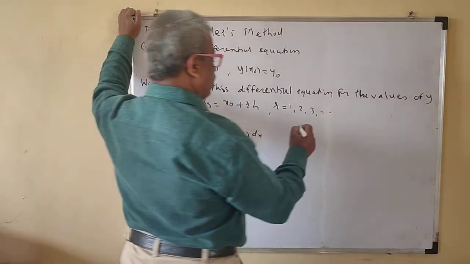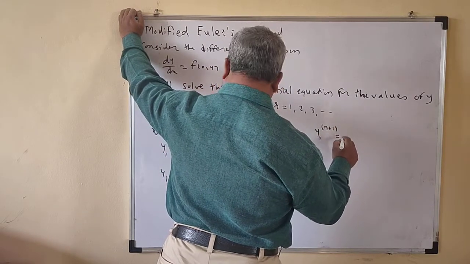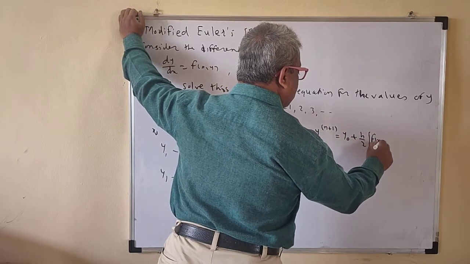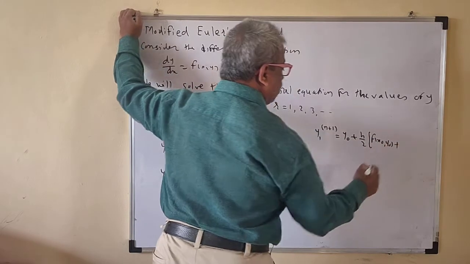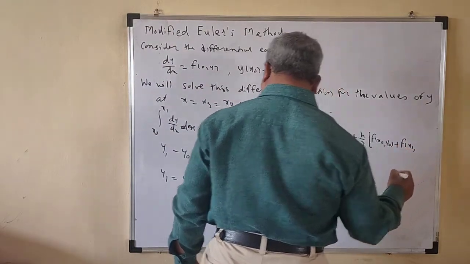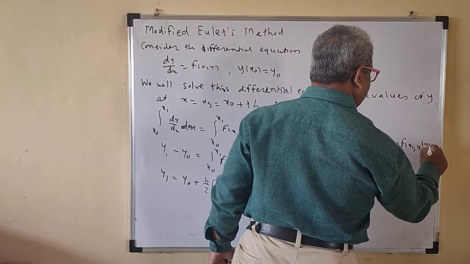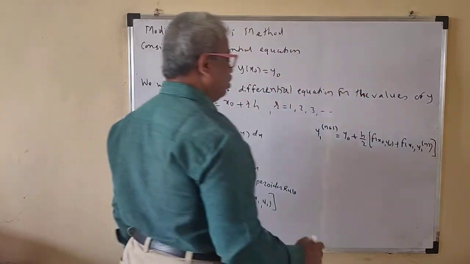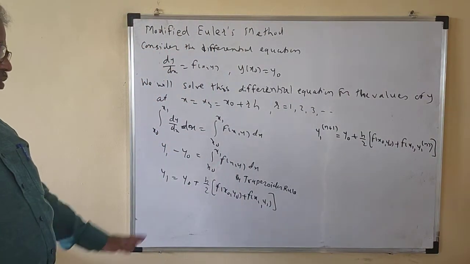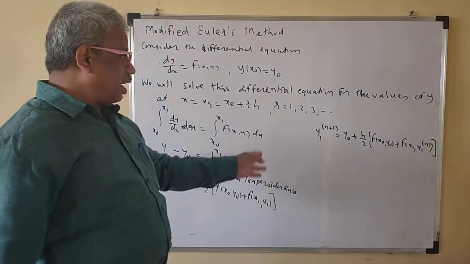Now here we will find a recurrence relation for this one: y1 of n plus 1 is equal to y naught plus h by 2 times f of x naught, y naught plus f of x1, y1 of n. So this is the iteration formula to find y1, that means the first value of y at x1.